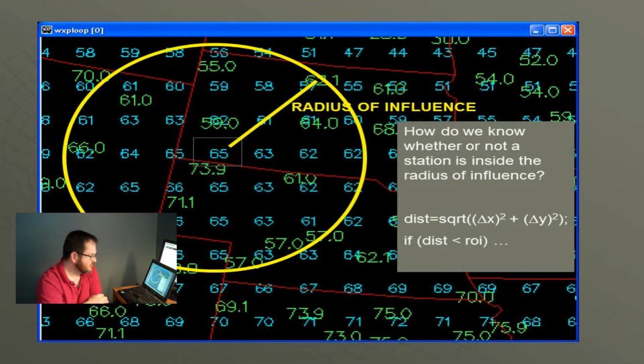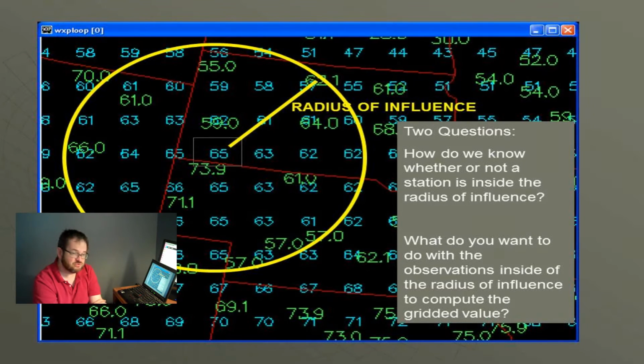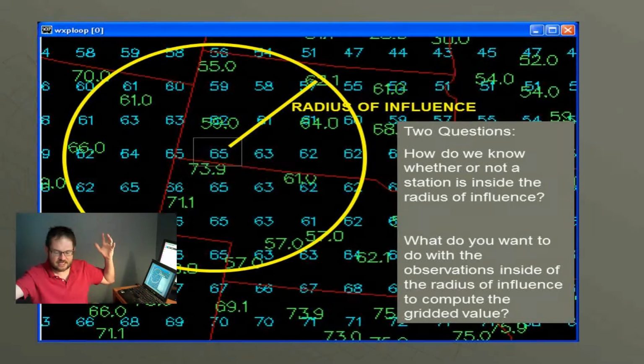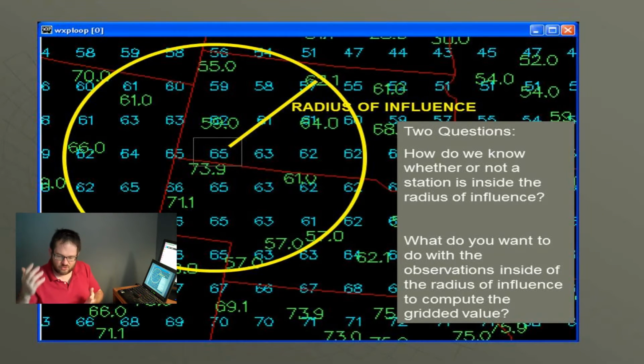All right, now remember, the second of the two questions we had to ask ourselves is, what are you going to do with those observations? You've now cast this net around your grid point. You're doing every grid point, every row, every column. But right now, at row I, column J, you have cast a net of some radius, the radius of influence, and you now have these stations that are inside of the radius of influence. And let's say you're computing the temperature at that grid point. What are you going to do with these?